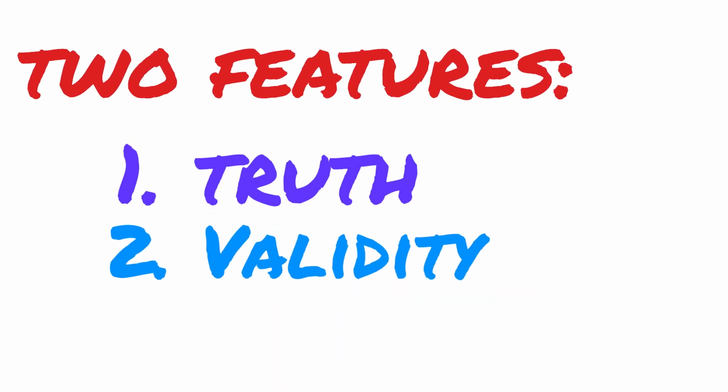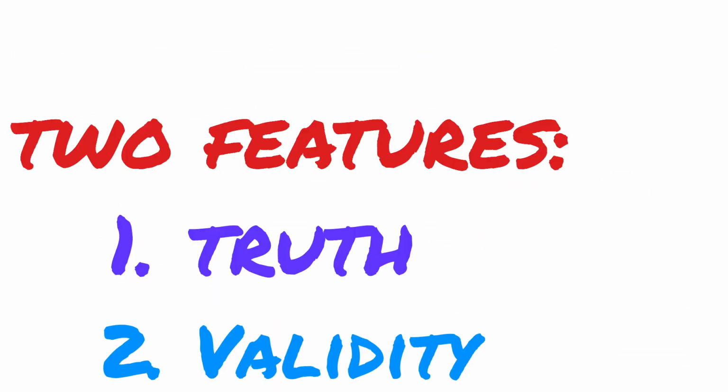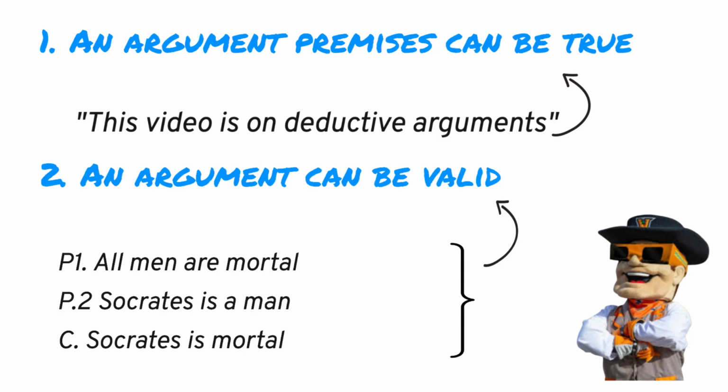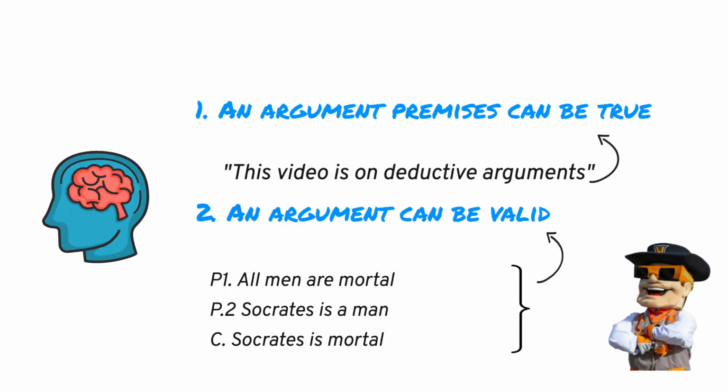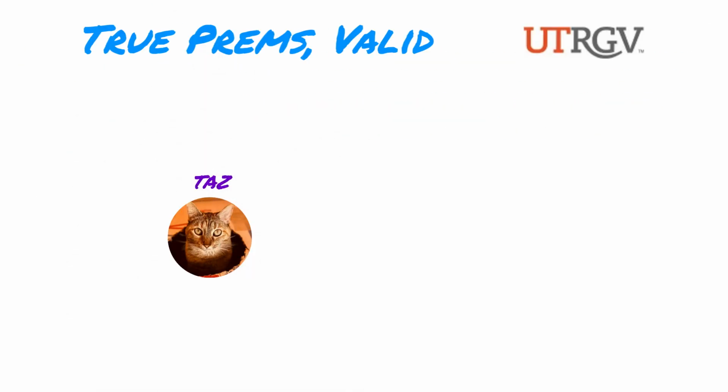Second, an argument can be valid. An argument is valid when its conclusion logically follows from its premises. In other words, if the premises are true, the conclusion must also be true. Validity, then, is a property of reasoning, not of statements. Let's see the difference through some examples about my cat, Taz.